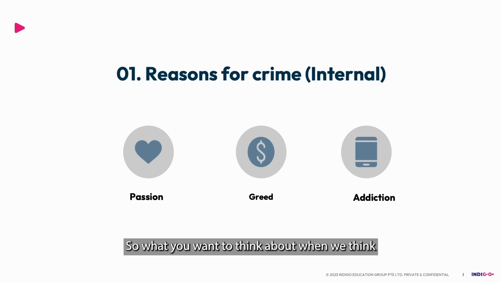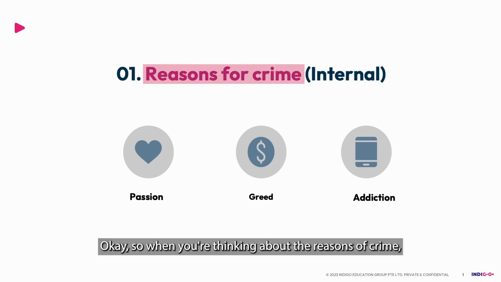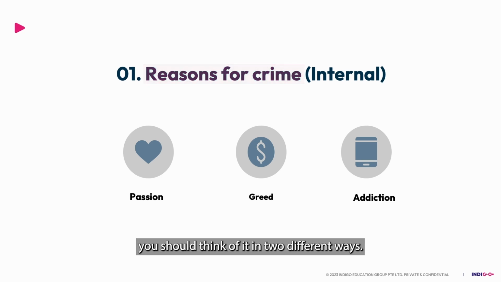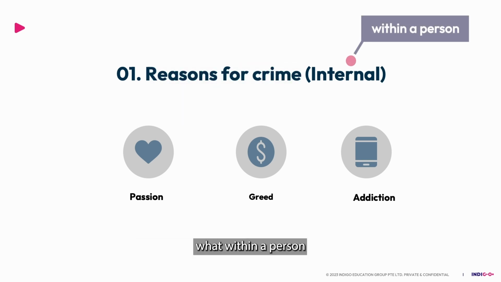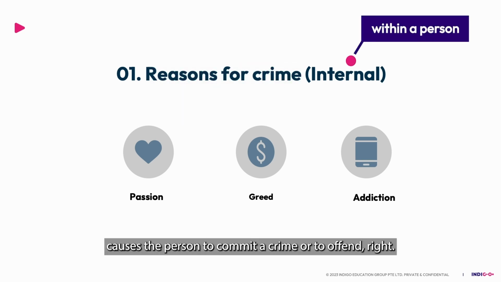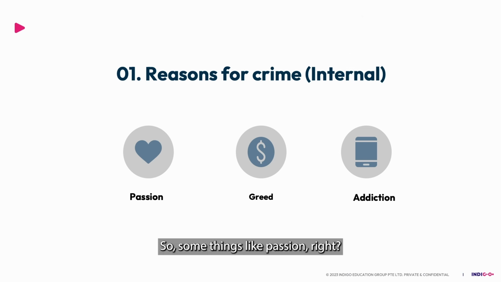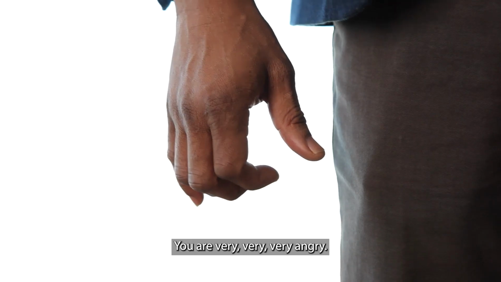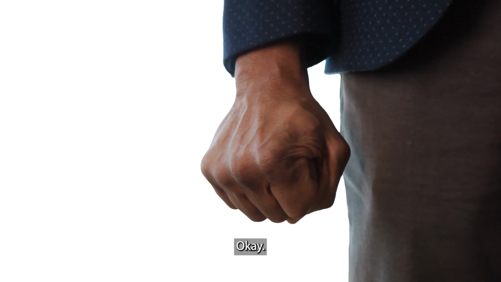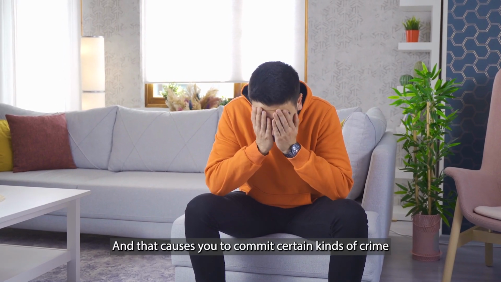So when we think about crime and punishment, the first thing that you want to think about is always to do with the reasons for crime. Okay, so when you're thinking about the reasons of crime, you should think of it in 2 different ways. The first will be what within a person causes the person to commit a crime or to offend. So some things like passion, right? You are very angry, and that causes you to commit certain kinds of crime.